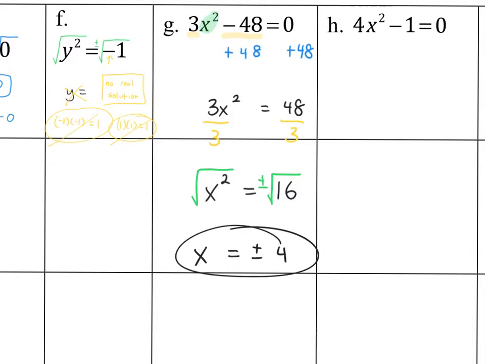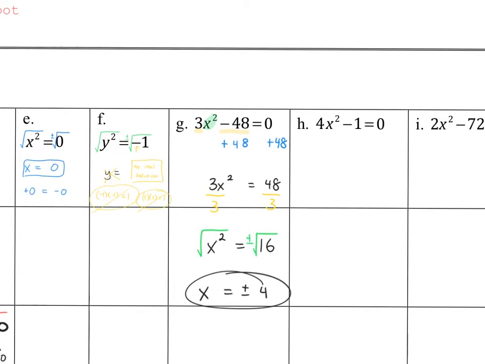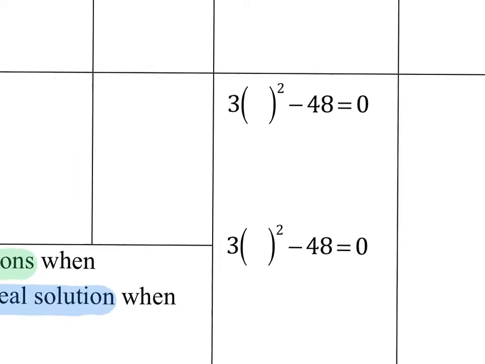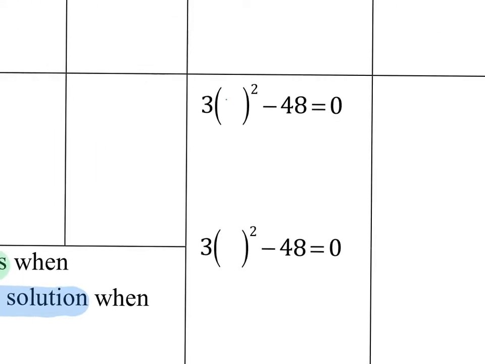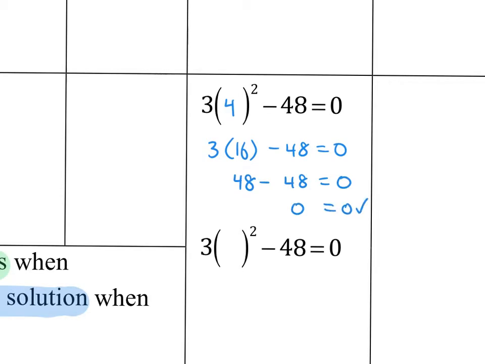I'm going to double check that by plugging the positive and the negative 4 into the original equation. So that's already set up for us down here, so let's do that. Let's start with the positive 4, see what we get. Notice, do not multiply 3 times 4 here. The first step is to square it. So 3 times 16 minus 48 equals 0. 3 times 16 is positive 48. We bring down the minus 48, 0 equals 0, and it's a check.